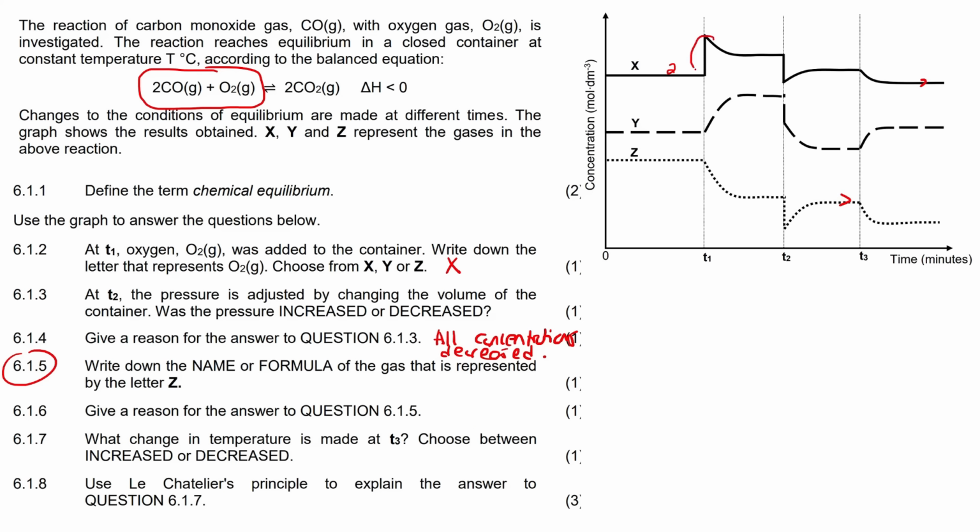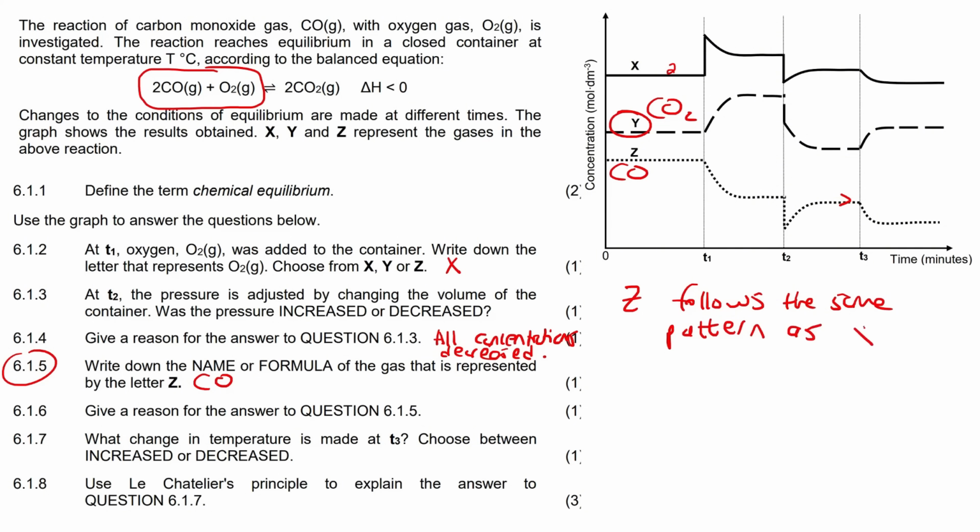Obviously it won't be the same at that part because that's where we increased oxygen, but you can see that the response is always the same in both graphs. So this here is going to be carbon monoxide, so then this one must be CO2. It says, write down the name or formula of the gas that is represented by letter Z. It would be carbon monoxide. And the reason? You can just say that Z follows the same trend or pattern as X. Okay, and then we've done that one.